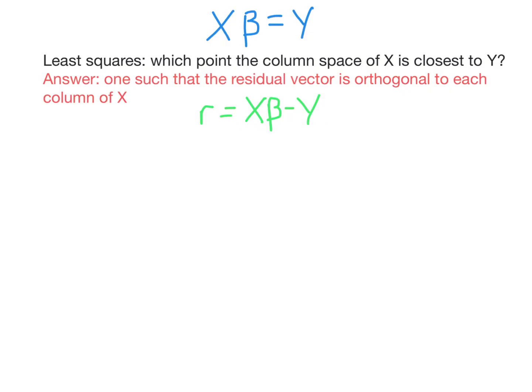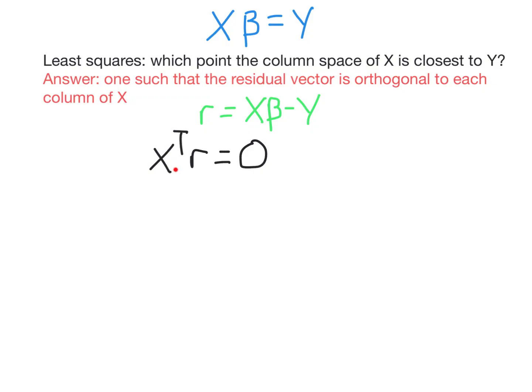So this all works because it turns out the vector X beta that is as close as possible to y turns out to be orthogonal to every column of X. So r has to be orthogonal to the columns of X. This means that X transpose times r gives us the 0 vector.